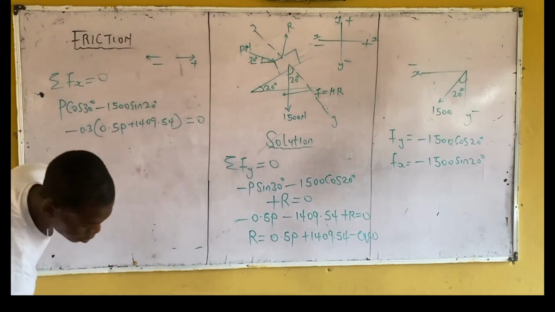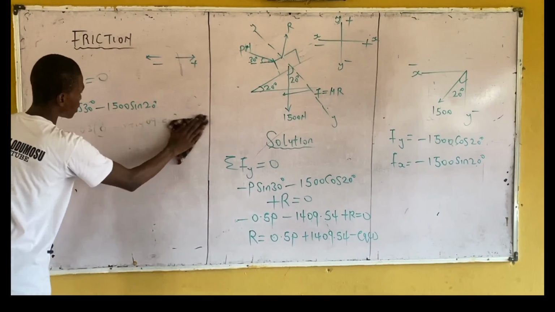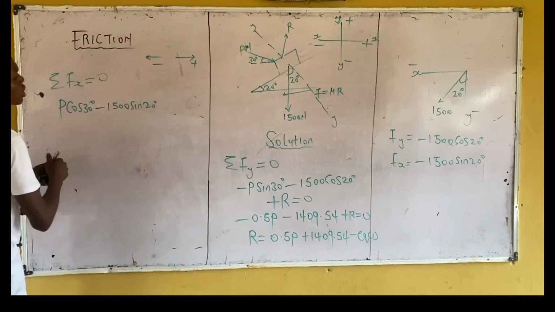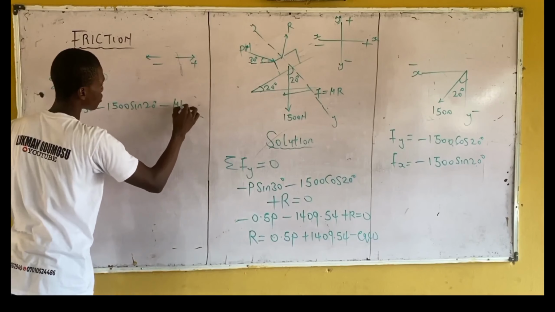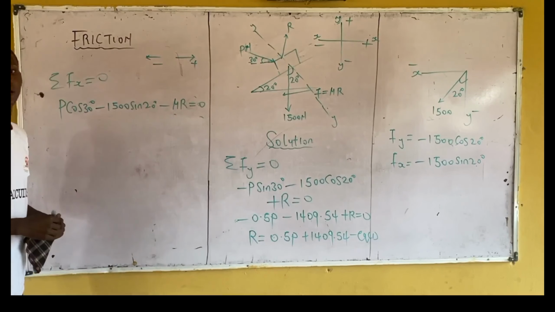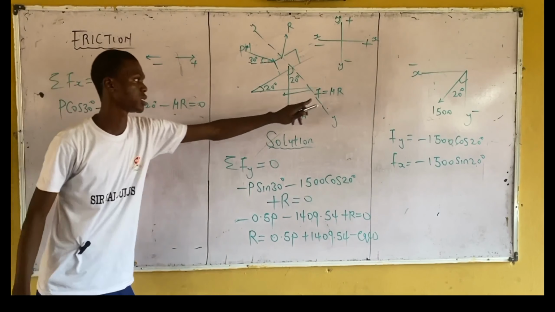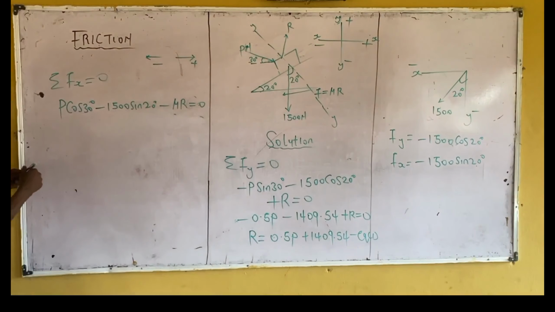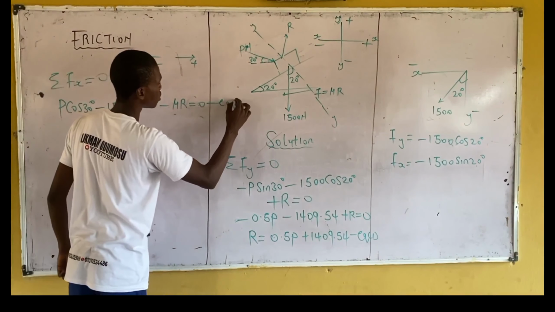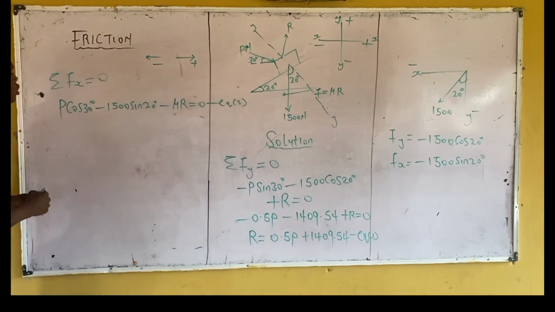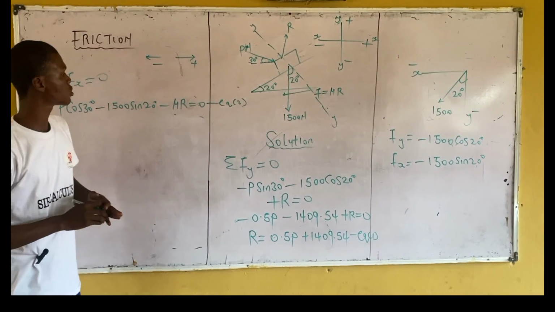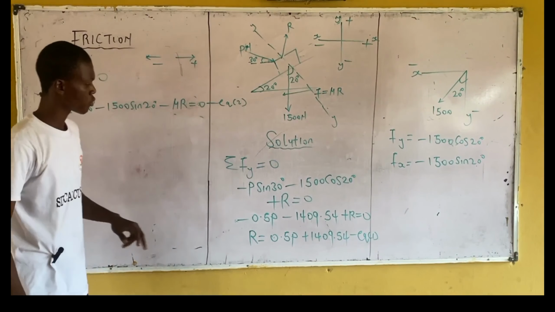Okay. Don't get it complicated from here. Let me just substitute negative mu R equals 0. This mu R means your frictional force, and it is taking negative. Why? Because it is acting in this manner. So from here, call this equation 2. From equation 2, you can substitute the expression for R from equation 1.